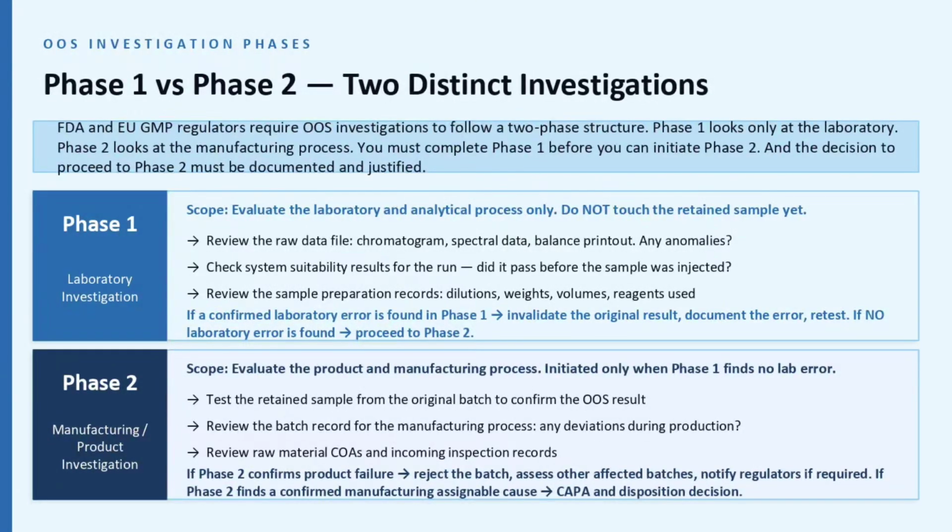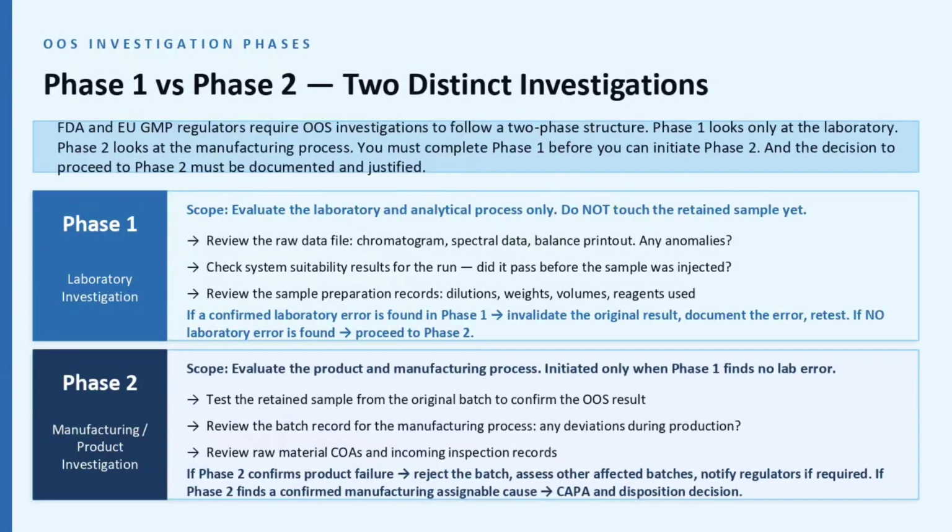If Phase 1 identifies a confirmed, specific laboratory error, that error can be the basis for invalidating the OOS result and performing a retest. The invalidation must be documented with the specific evidence before the retest is conducted. If Phase 1 finds no laboratory error, the investigation escalates to Phase 2. Phase 2 is the manufacturing and product investigation. This is initiated only when Phase 1 is fully complete and documented with no assignable cause found.